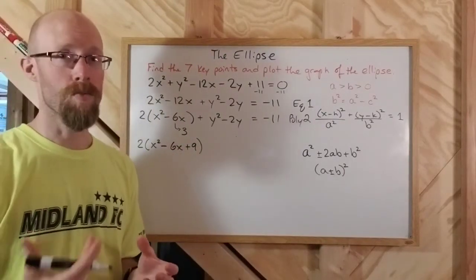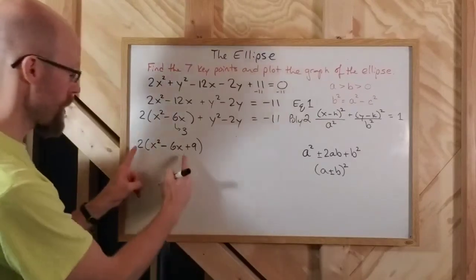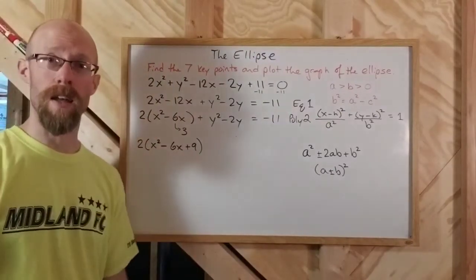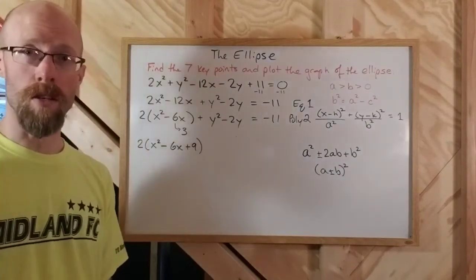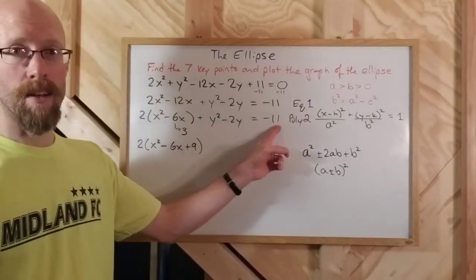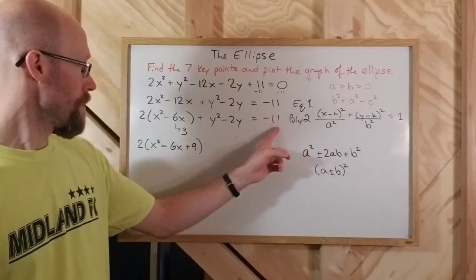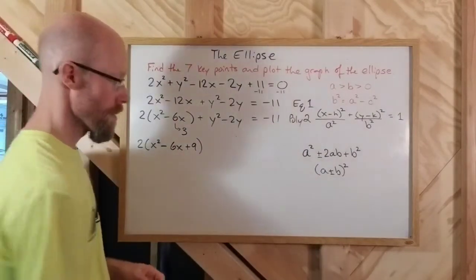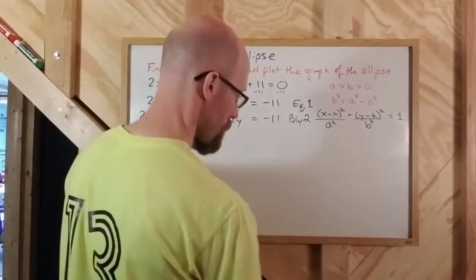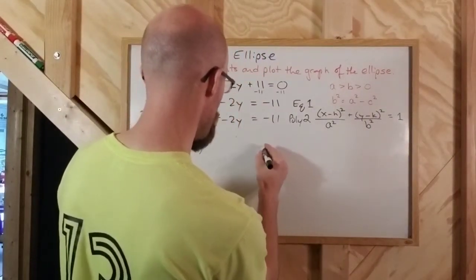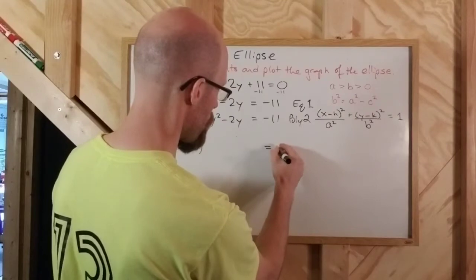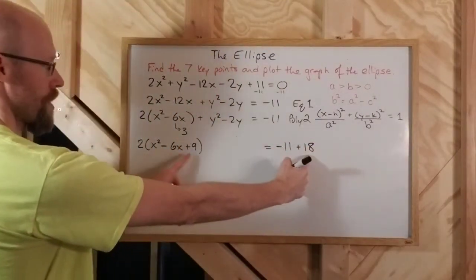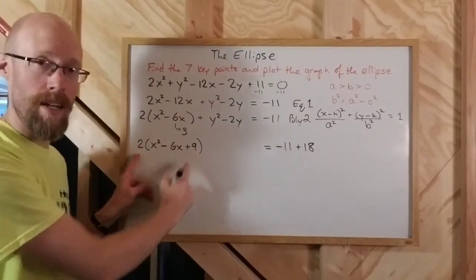However, I didn't really just add a 9, I added an 18 because it's really 2 times 9 that I just added to the left side. So to balance the equation out, I should add an 18 to the other side as well. Alright, so let me get rid of this, make some space. Over here on the right, I'm going to have this minus 11, I'm going to have a plus 18. That balances out this 18 that I just added in.